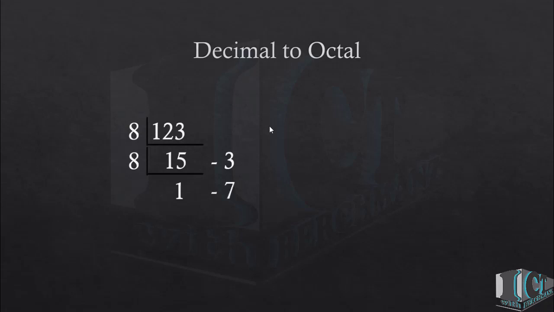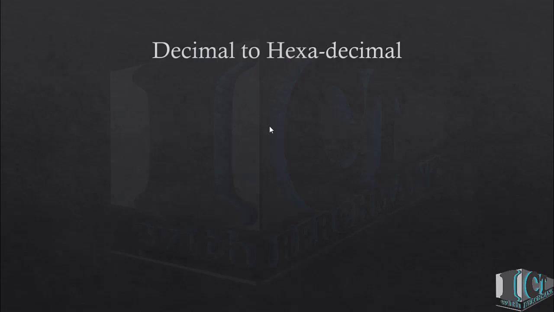1 is less than 8, so I cannot divide it further, and I'm going to write the values from bottom up, the same method, which will give me 173 base 8. So the octal value of decimal 123 would be 173 base 8. And the next conversion is from decimal to hexadecimal.